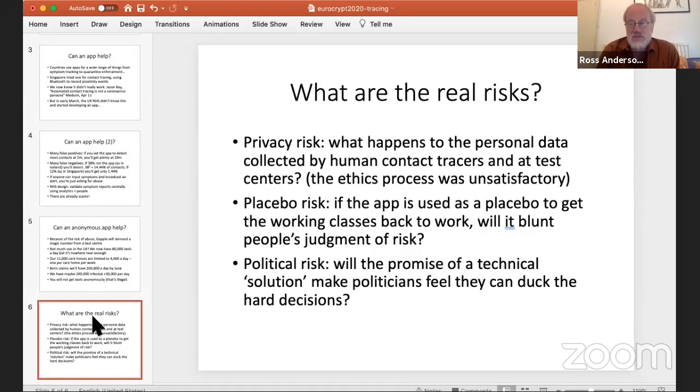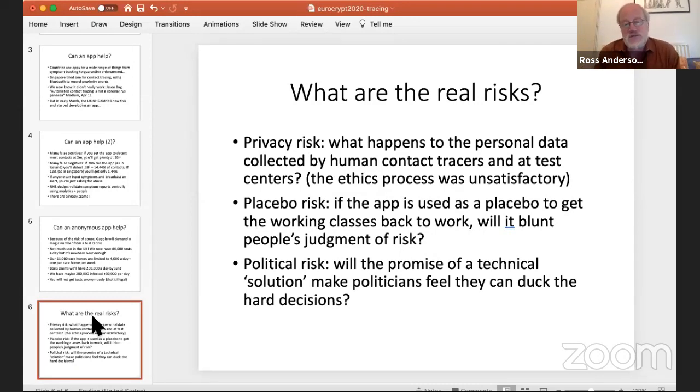Well, the government has belatedly decided to hire 18,000 contact tracers, and that's what skeptics like me were pushing for from the start. And then the big privacy risk is what happens to the personal data that these human contact tracers will be collecting, and what about all the data at the testing centres? The ethics process around this has been unsatisfactory, and Britain, unlike Australia and Singapore, proposes to keep this data forever for research. So that's the main privacy concern here.